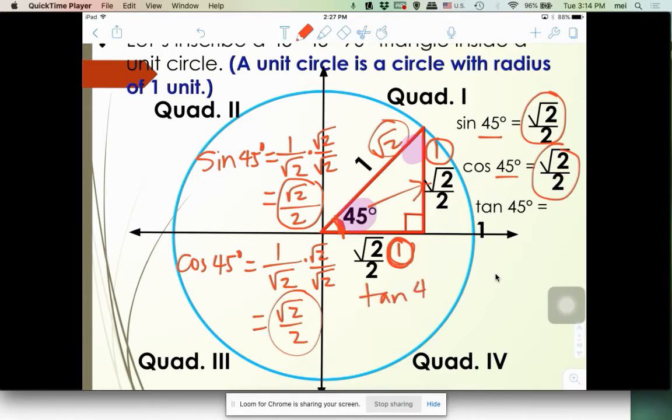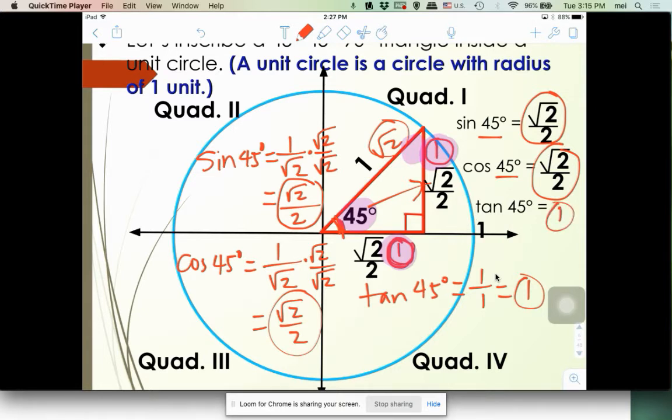For the tangent of 45, it is the opposite side, which is 1 in this case, over the adjacent side, which is also 1. So we get 1 over 1, which is 1. That gives us the tangent of 1, which is the same exact answer that is written here. And let me just rewrite that.